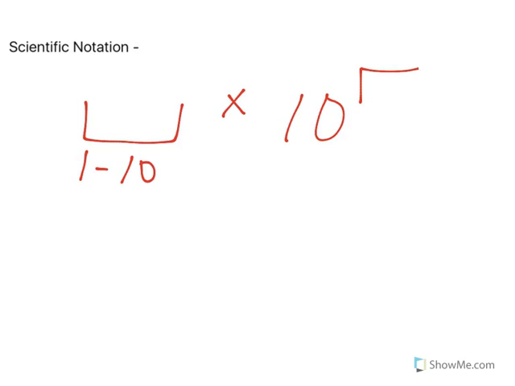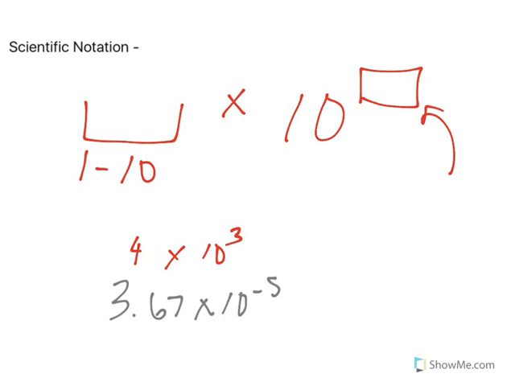Scientific notation. So recall that when we're writing a number in scientific notation, we're going to have a first number that's between 1 and 10 times 10 to some exponent. That's scientific notation. So the number could be a whole number. We could have 4 times 10 to the third. That's scientific notation. Or we could have something like 3.67 times 10 to the negative eighth. Any of those things. Just this front number must be between 1 and 10.